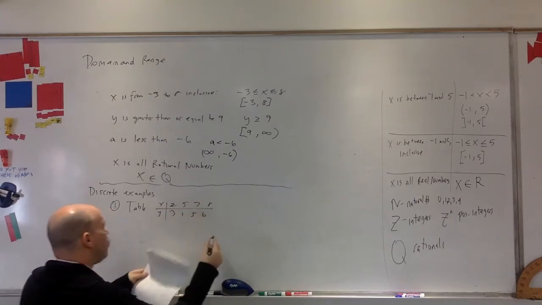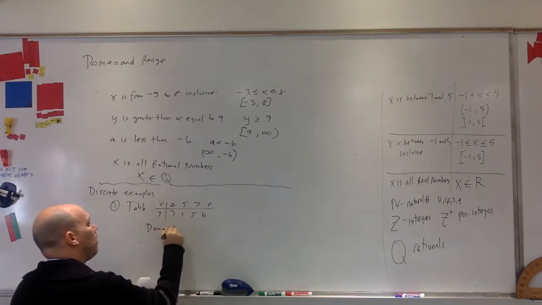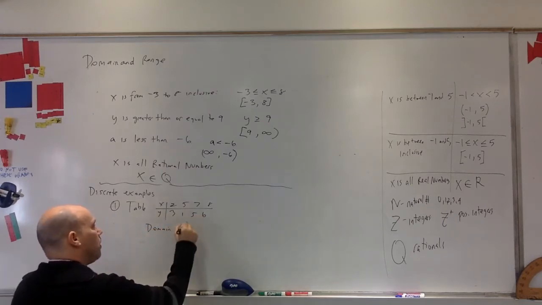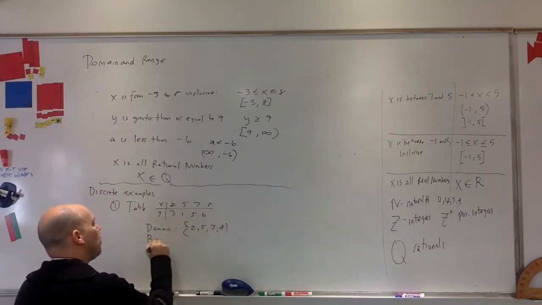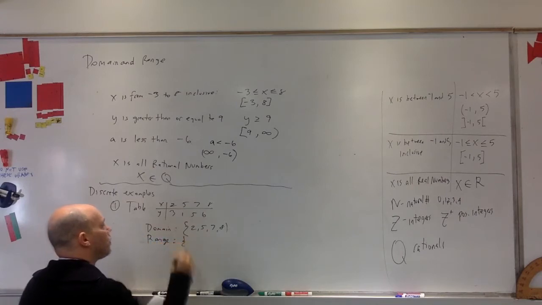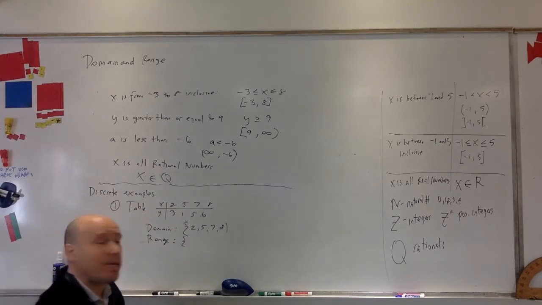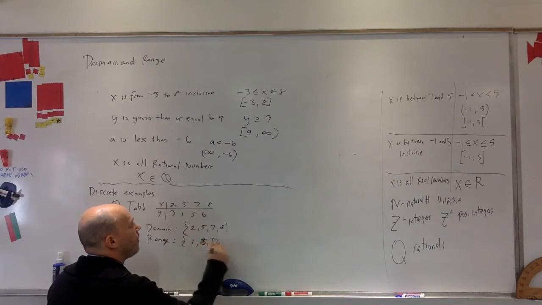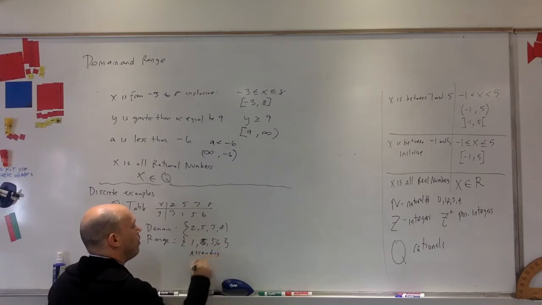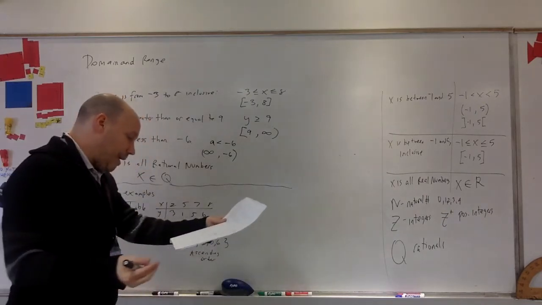What we're going to do is, the domain is 2, 5, 7, 8. What's the range? What do you think the range is? Well, you're looking at those y values. What we're going to do is put it in ascending order. So we're going to write 1, 3, 5, 6. Ascending order. Good. Let's move on.